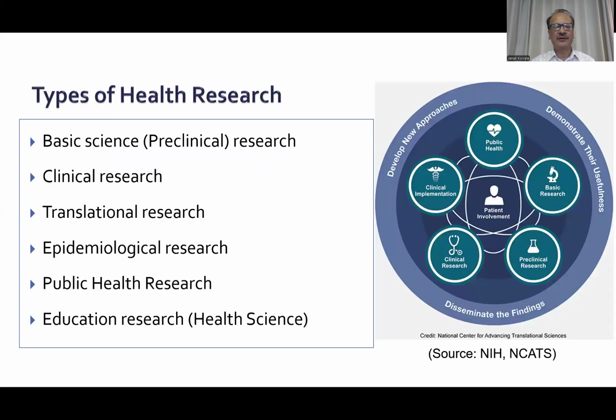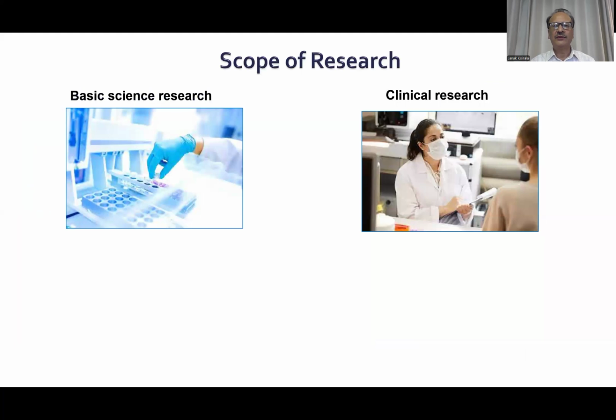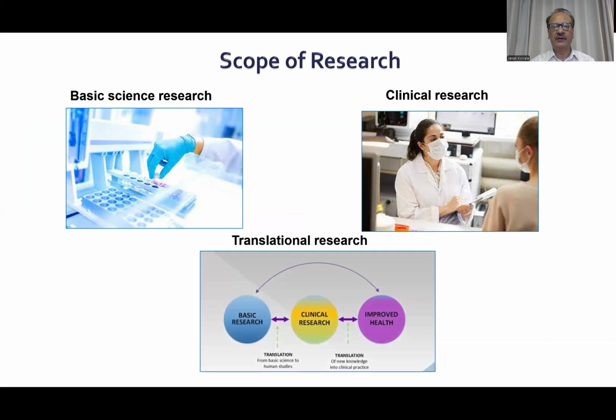There are various types of health research: basic science research or preclinical research, or we also call it PAHS research, clinical research, translational research. Many of you may not have heard of that. Epidemiological research, public health research, educational research, and many more. Most of the time, as faculty of a medical school, we'll be doing either basic science research or clinical research, and in between, there is something called translational research.